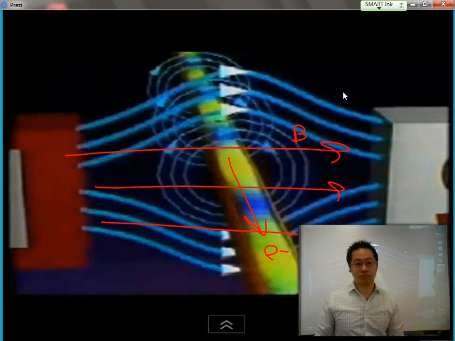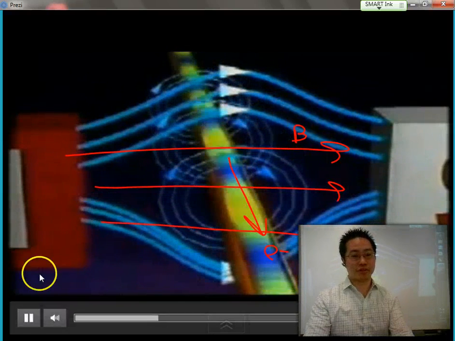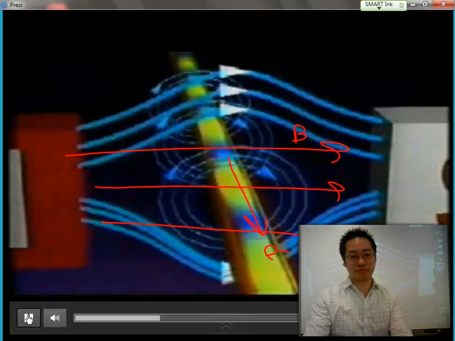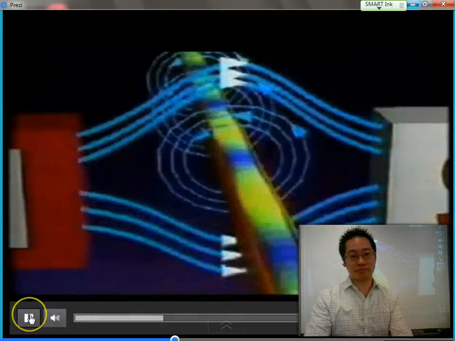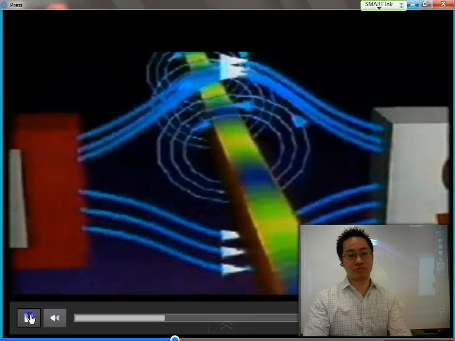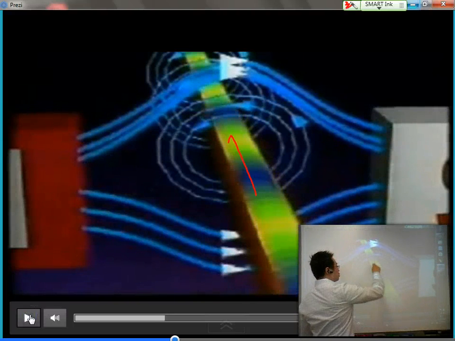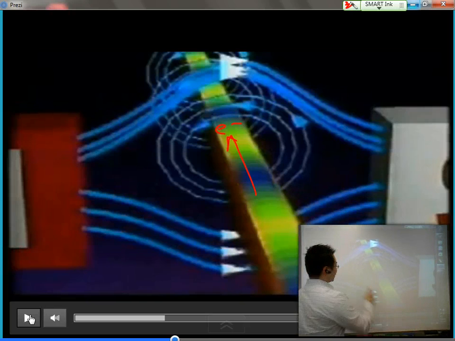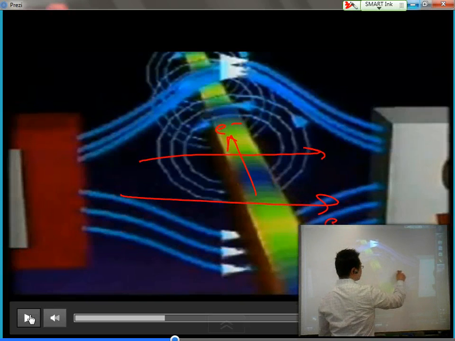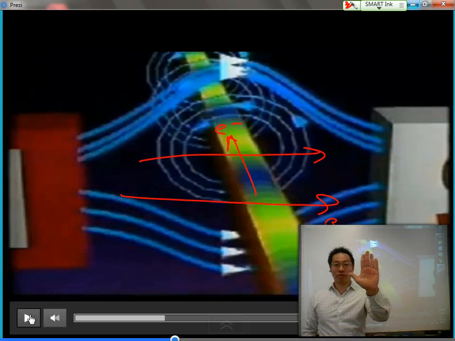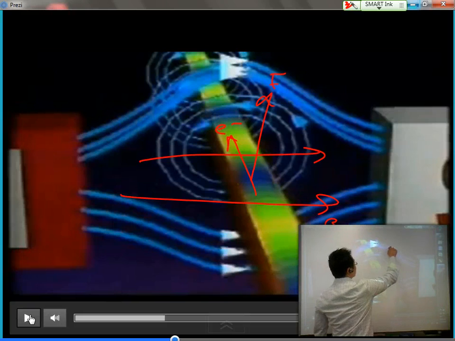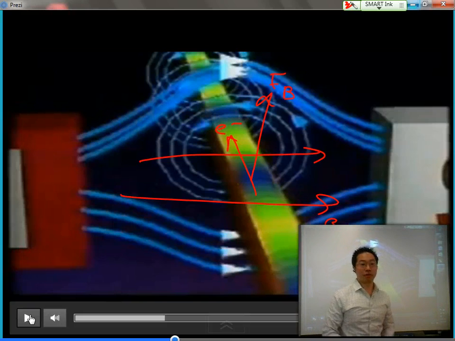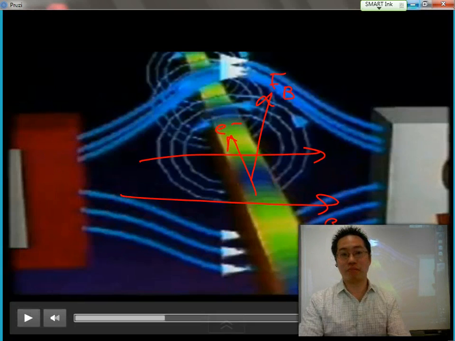Since the two fields are in the same direction above the conductor, it is repelled downward. If the direction of electron flow is reversed, then the field around the conductor also reverses. In this case over here, they have the electron flow going into the page. The magnetic field is still going to the right. So when I hold up my hand, my thumb will be pointing into the page, my fingers will be pointing to the right, my palm points upward. So over here, I would have my magnetic force pointing up. And as you saw, the wire was pushed up as well.